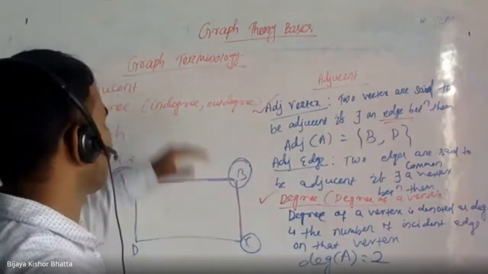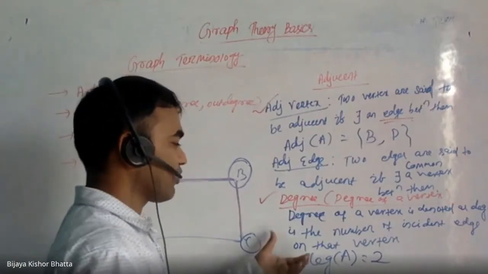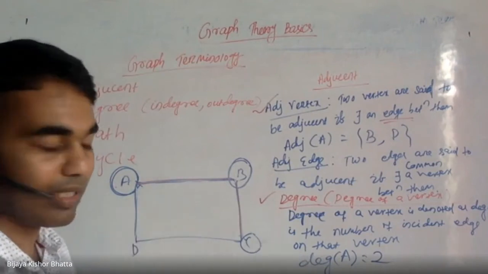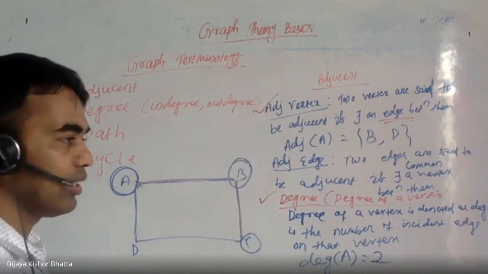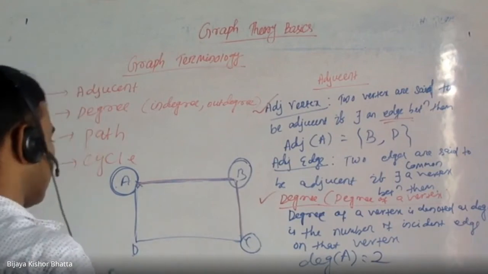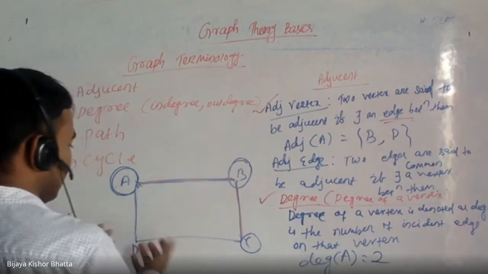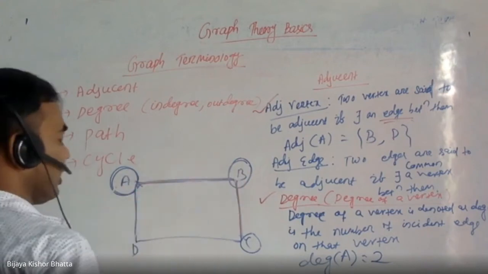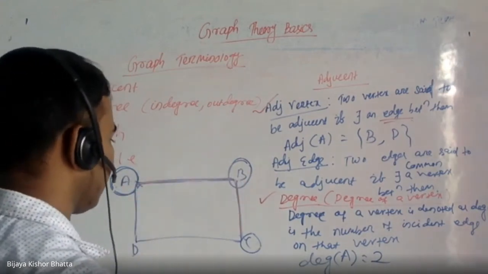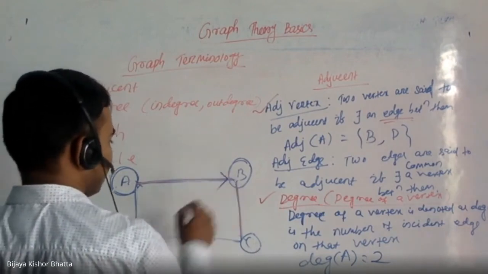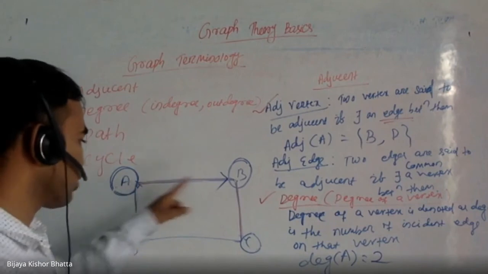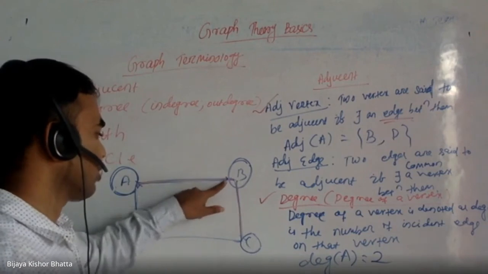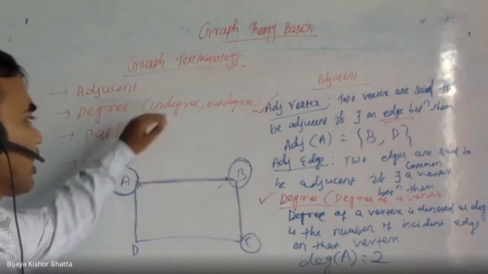Then there are two more terminologies. This definition is for an undirected graph. We'll go into undirected and directed graphs when we cover graph classification. Undirected means there is no direction: if A is connected to B, B is also connected to A. Directed means there is an edge from A to B, but no edge from B to A. That is known as a directed graph.